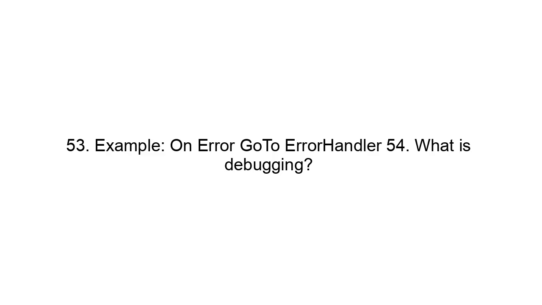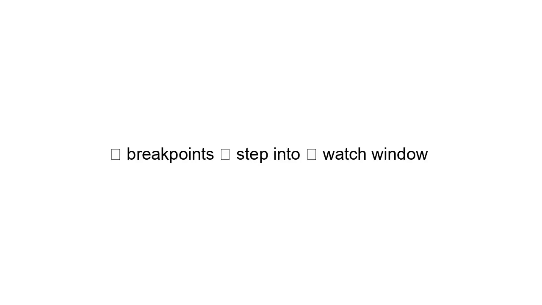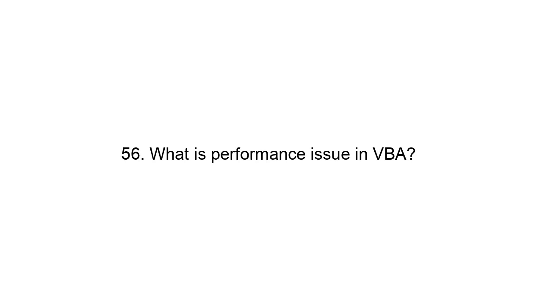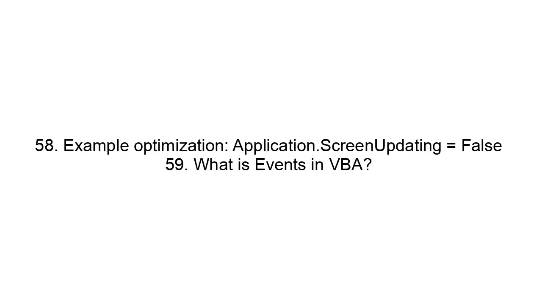54. What is debugging? Finding errors in code. 55. Tools for debugging: breakpoints, step into, watch window. 56. What is a performance issue in VBA? Slow execution on large datasets. 57. How to improve VBA performance: disable screen updating, avoid selecting cells, use arrays. 58. Example optimization: Application.ScreenUpdating = False.